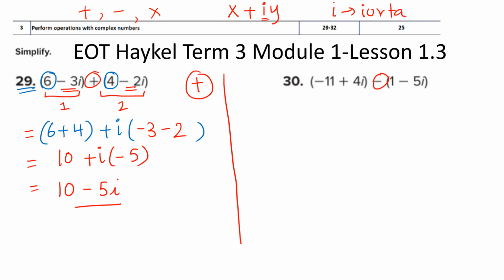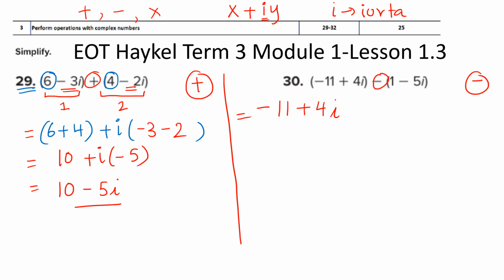Let's now do subtraction. Subtraction is also similar to addition. The only difference is that because of the negative sign, when we open the bracket, the sign of the inside term will change. So let's open the bracket. So minus 11 plus 4i. There is no change of sign here because outside there is positive and we just remove the brackets.